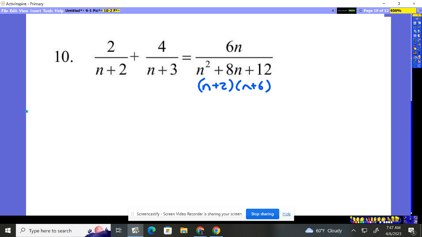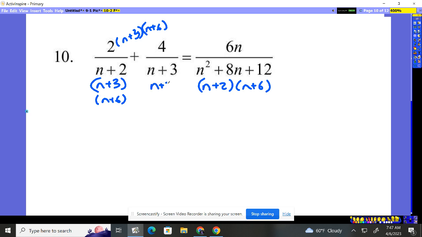So we can see one has an n plus 2, one has an n plus 3, and we also have an n plus 6 here. So what are we going to do? Well, let's deal with this n plus 2. It needs to be multiplied by an n plus 3 and also an n plus 6. So we're going to have to multiply the top by an n plus 3 and an n plus 6.